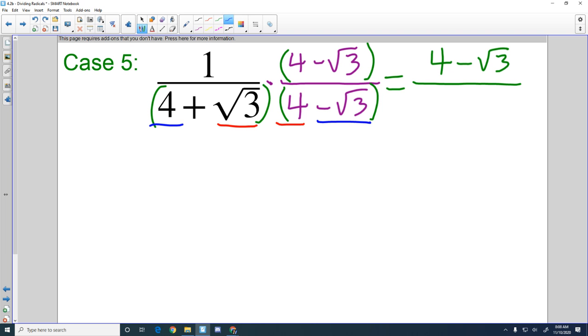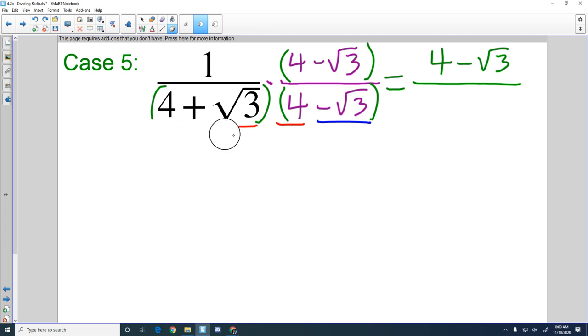It's the same term, 4 root 3, but one's positive and one's negative. When you combine them, they just cancel out. So whenever you multiply conjugates together, you don't have to do the full distributing thing because those middle terms will always cancel out, which is great.